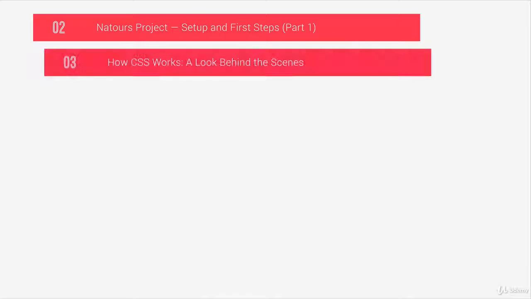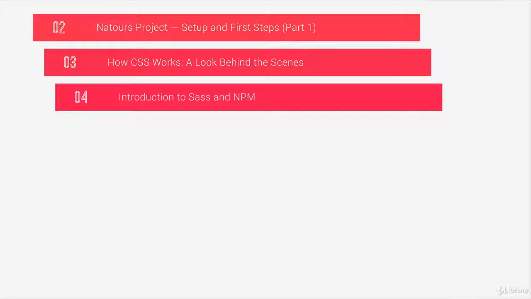Now, in section 3, we take a detailed look at how CSS actually works behind the scenes. And we're also going to talk a bit about CSS architecture, so that you can gain the kind of knowledge that many CSS developers out there don't have. Next up, I will introduce you to Sass and to the NPM ecosystem, which will give you a whole new set of tools, allowing you to write and compile Sass code.